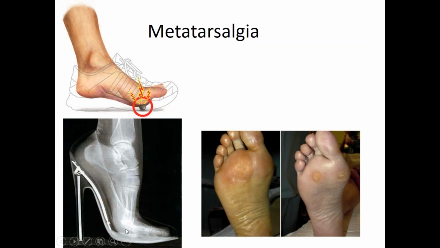You don't have to imagine the type of pressure that's going right on that met head right there and the abnormalities that that's going to be causing. Oh, but she looks cool, but geez, this is a nightmare here.